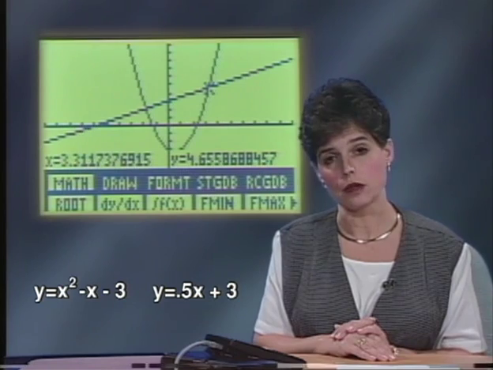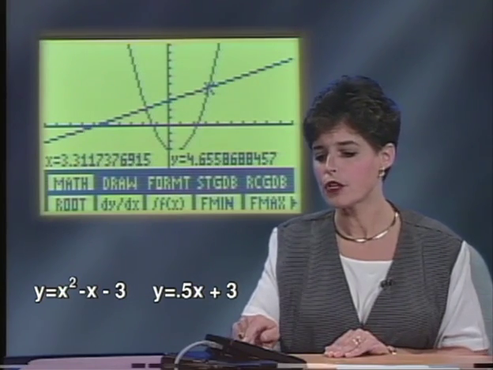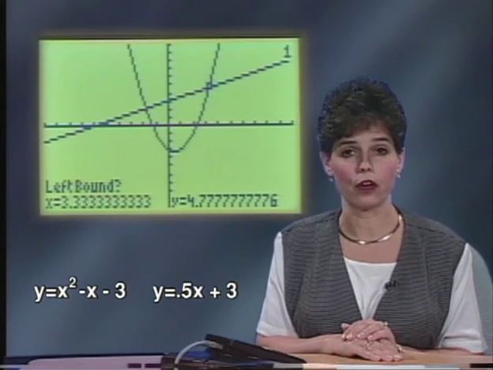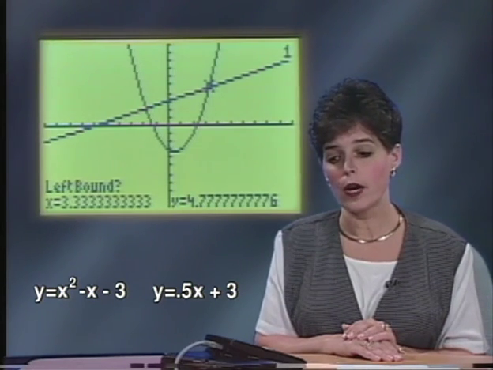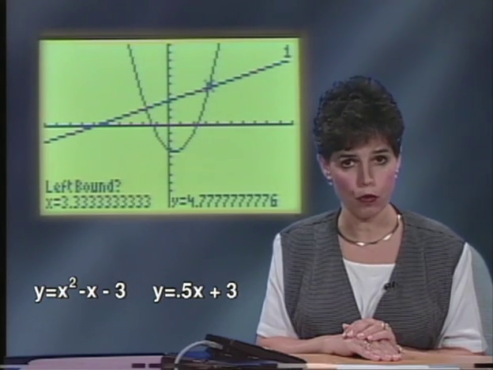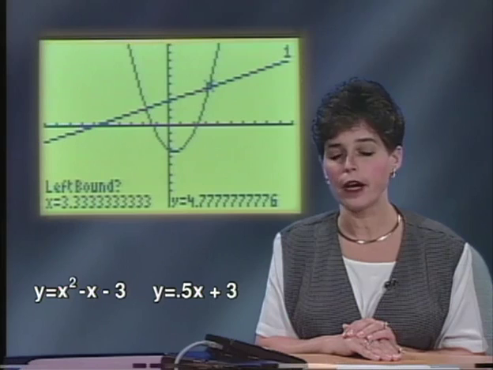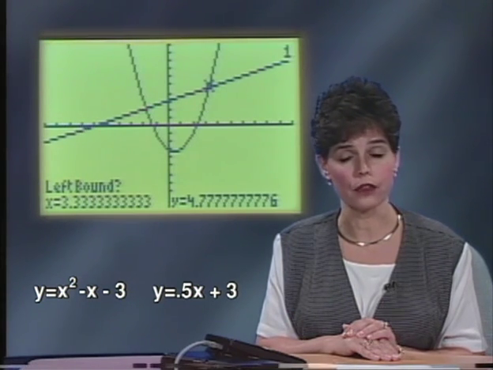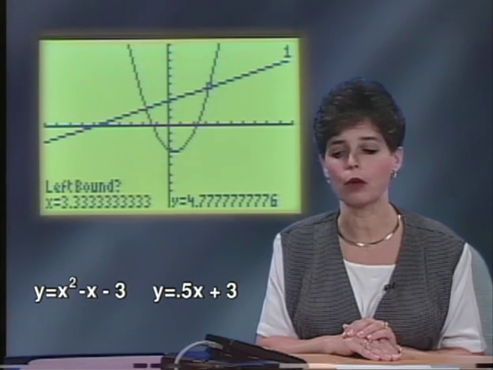I see that that is located up above F4. So I will press F4, and the calculator is asking me appropriate questions here. Right away it asks me for the left bound. So since I'm looking for the lowest point on the parabola, I'm going to have to either cursor over somewhere left of that low point, or I'm going to have to type in a number.